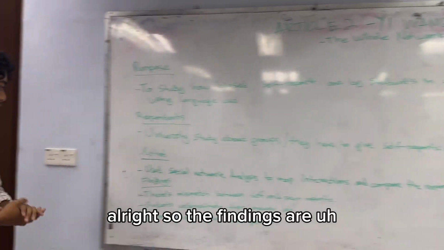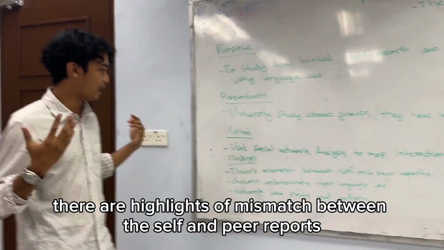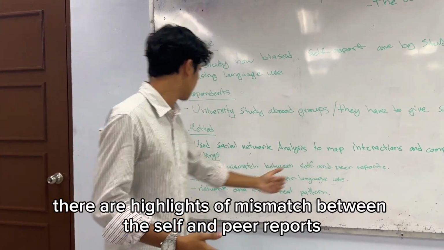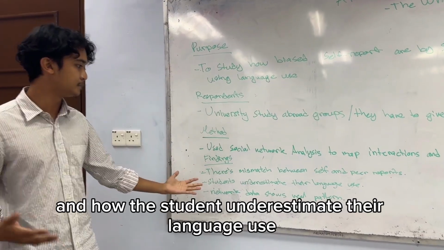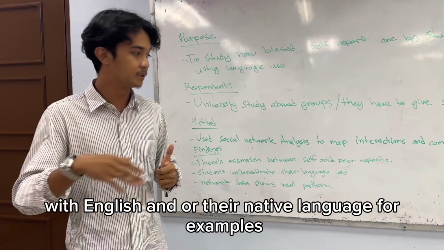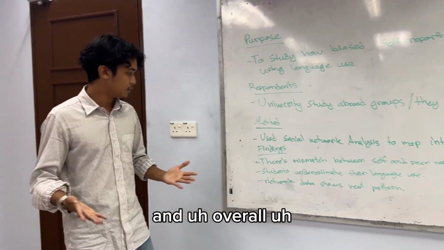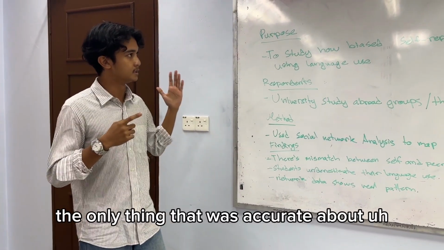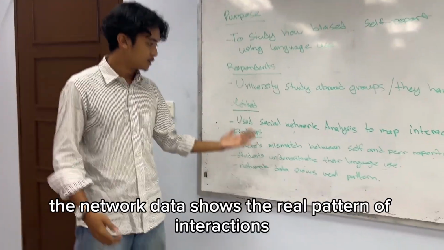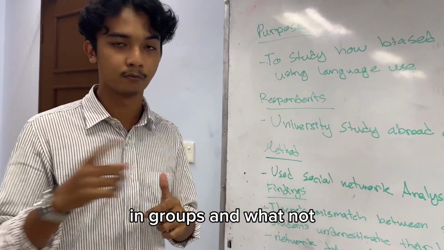Right. So the findings from this research highlight a mismatch between the self and peer reports, and how students underestimate their language use, like I said earlier, with English and or their native language. Overall, the only thing that was accurate about this data is the network data itself. The network data shows the real pattern of interactions between the students studying abroad in groups.